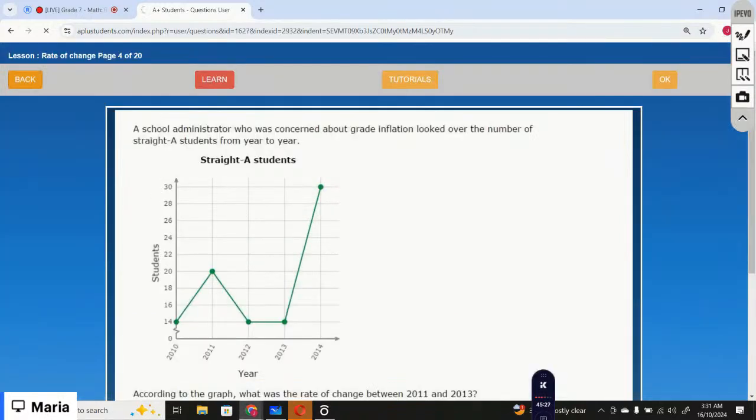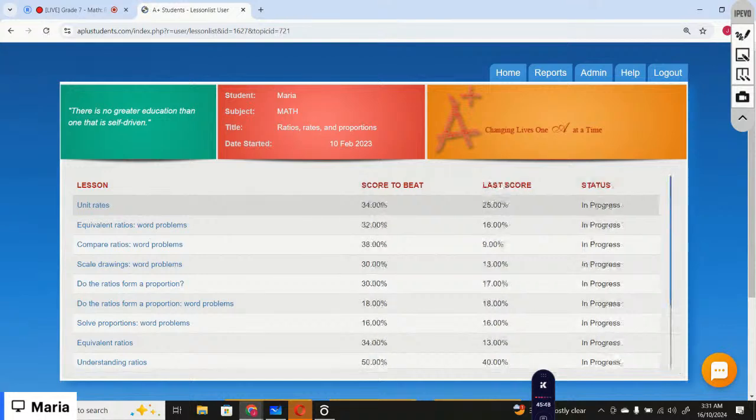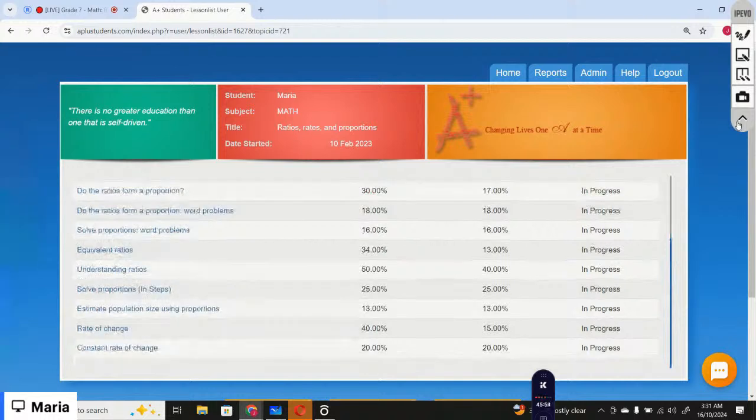Okay, you can complete the lesson by yourself later today. Let me just move on to the next lesson. And the next lesson is constant rate of change.